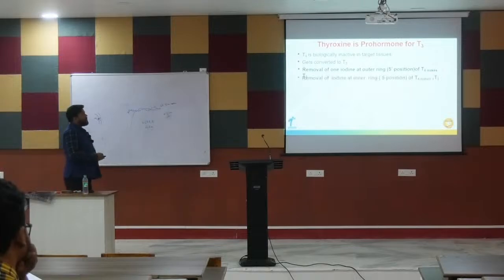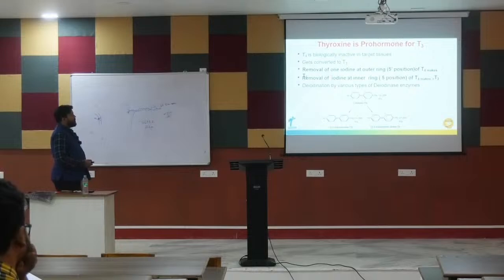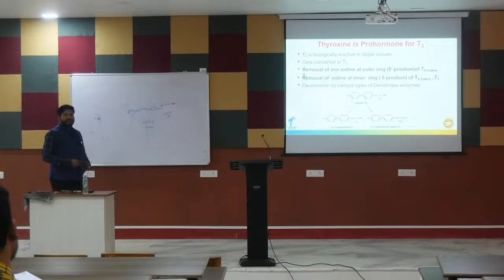And removal of iodine at an inner ring 5 position leads to formation of reverse T3. See, the 3 position, 5 position, 3', 5'. If the outer 5' is removed, it becomes T3. If the inner 5 position is removed, it becomes reverse T3.